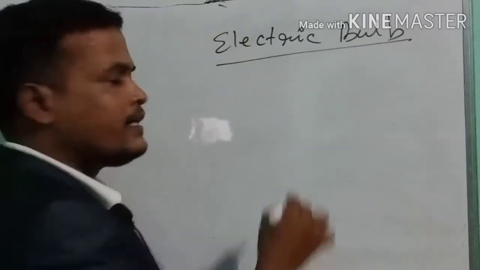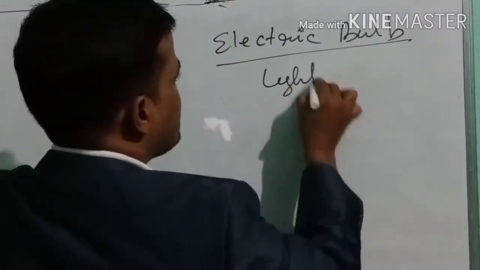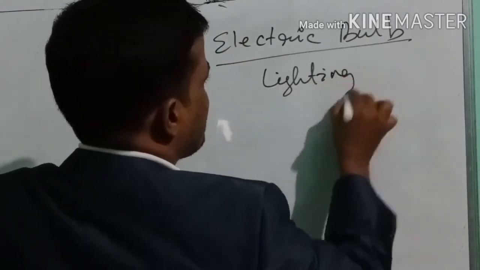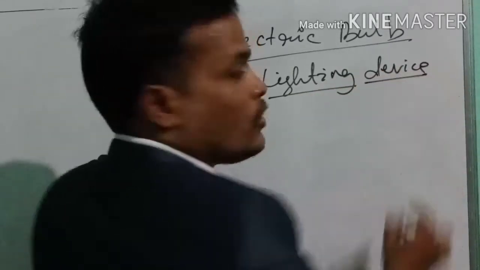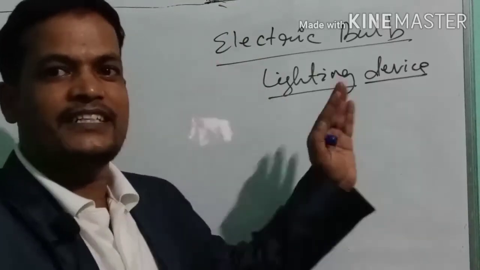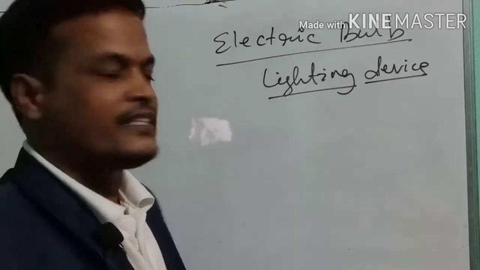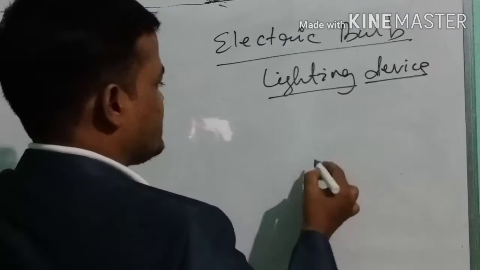What is an electric bulb? It is a lighting device, which produces light. Not a lightning device, don't confuse. It is a lighting device because it produces light. Due to what? Let us see the figure.